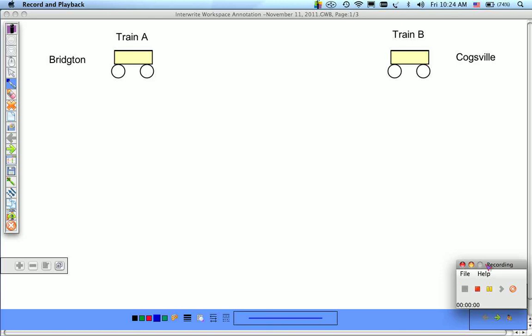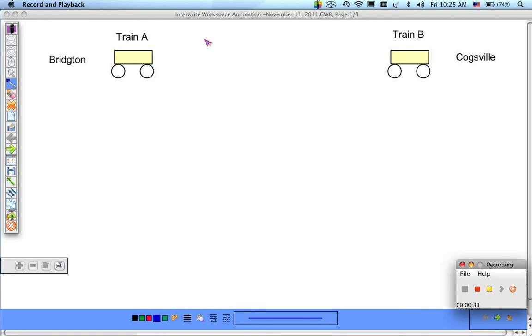Hello students, today we're going to solve a related rate type of problem. The problem states: at noon a train leaves Bridgeton heading east at 90 miles per hour to Cogsville, 450 miles away. At 12:15 p.m. a train leaves Cogsville heading west to Bridgeton at 100 miles per hour. So in essence, train A has a 15-minute head start traveling east. At what time will the two trains pass each other?